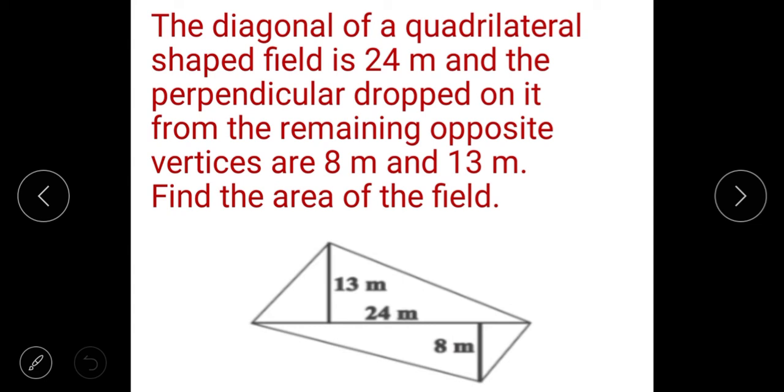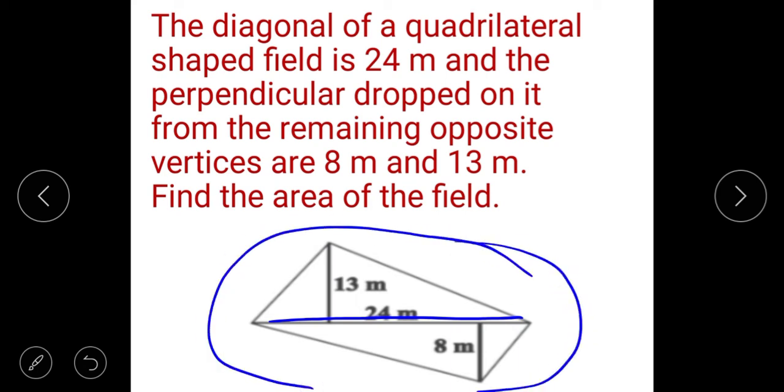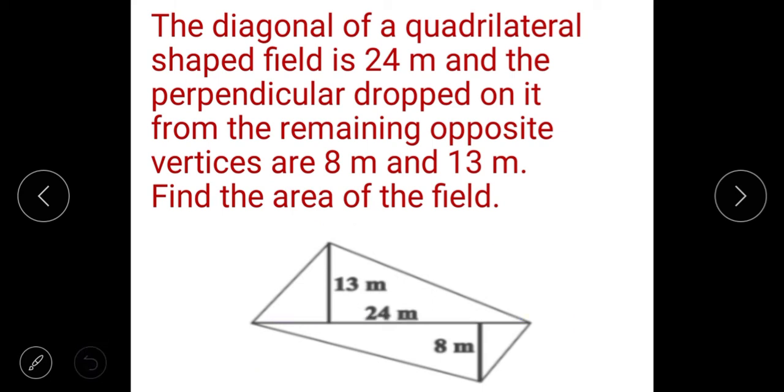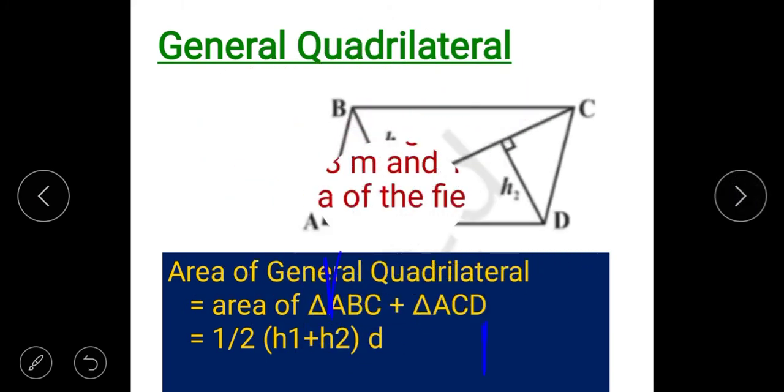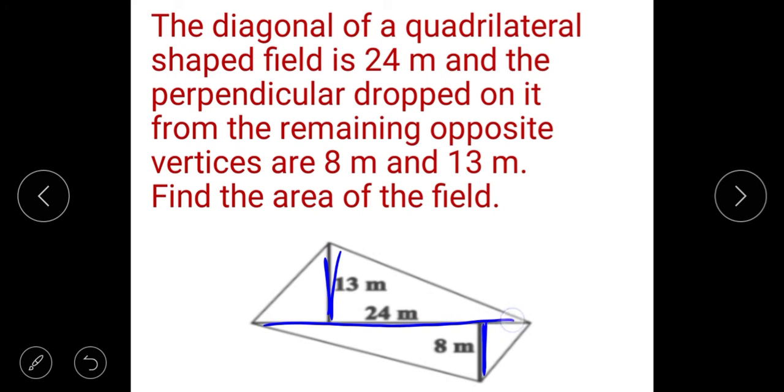Now let us solve an example. This is a question from your NCERT book exercise. The diagonal of a quadrilateral shaped figure is 24 meter. So diagonal is given to you, this 24 meter, and the given shape is in the form of a quadrilateral, and the perpendiculars dropped on it from the remaining opposite vertices are 8 meter and 13 meter. So it is given to you that h1 is 13 meter and h2 is 8 meter. As you know the formula, half h1 plus h2 into diagonal D. So you have h1, you have h2, you have D. You just simply put in the formula half h1 plus h2 into D, you will get the answer.